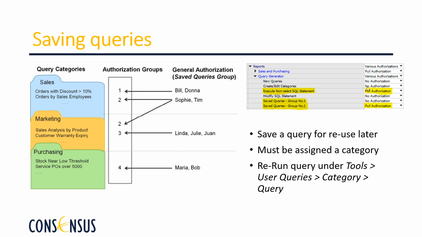Also, I want to mention that these are the minimum permissions that a user needs to be able to execute queries. They need this permission that says execute non-SQL select statement, full authorization. And then one or more of these saved query groups, they must have permission to.